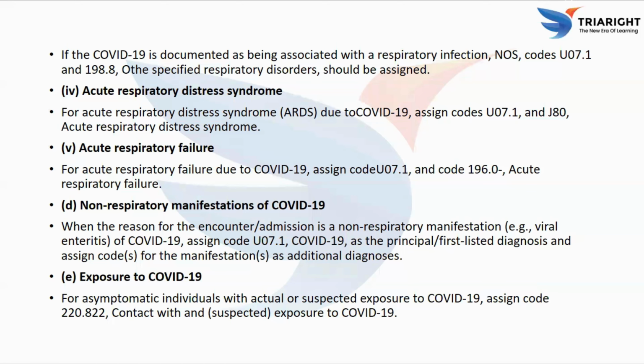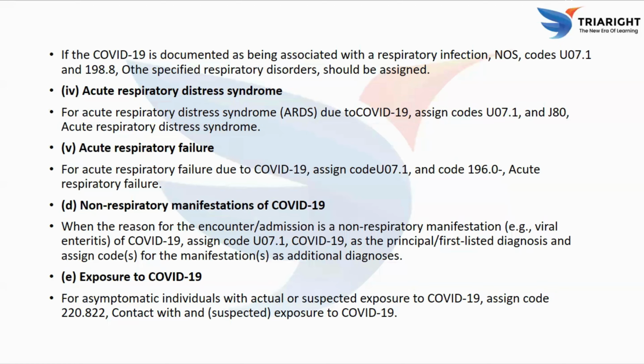The second complication is acute respiratory failure. Acute respiratory failure means the lungs cannot adequately exchange oxygen and carbon dioxide. So it is more severe than a simple breathing difficulty. What is the coding rule for respiratory failure due to COVID-19? You have to assign U07.1 for COVID-19 and J96.0 for acute respiratory failure. So again, COVID-19 is the underlying cause, so it is coded first.